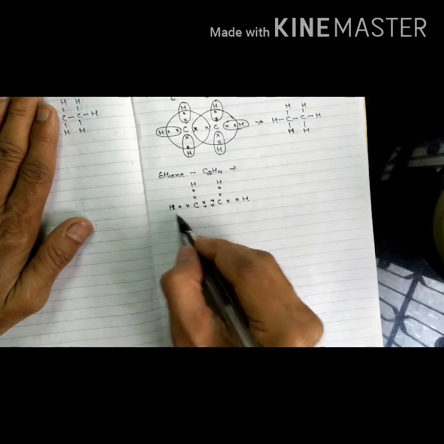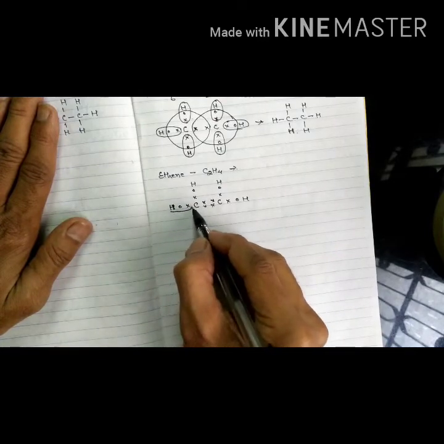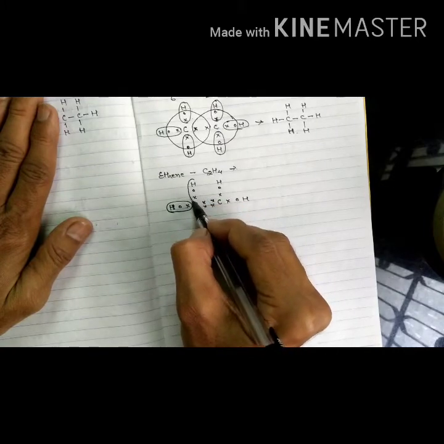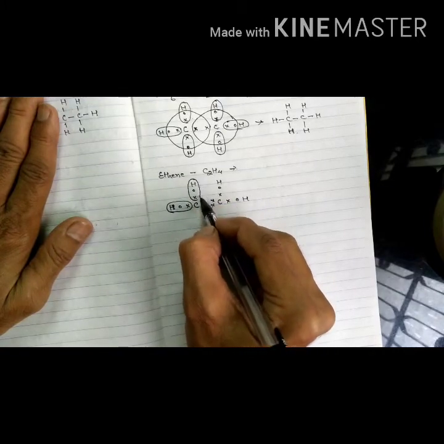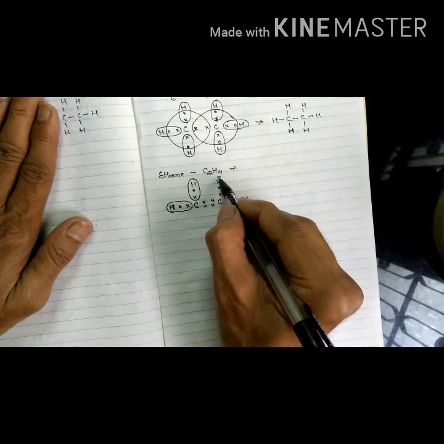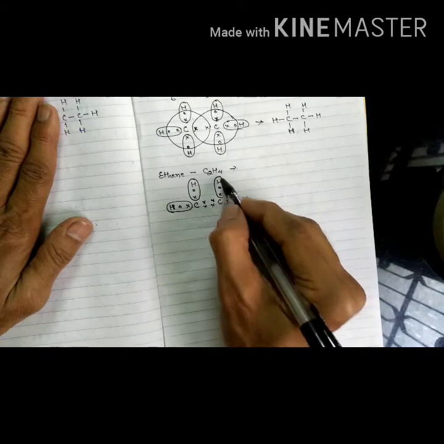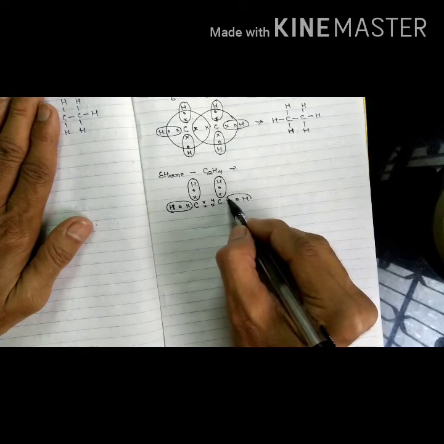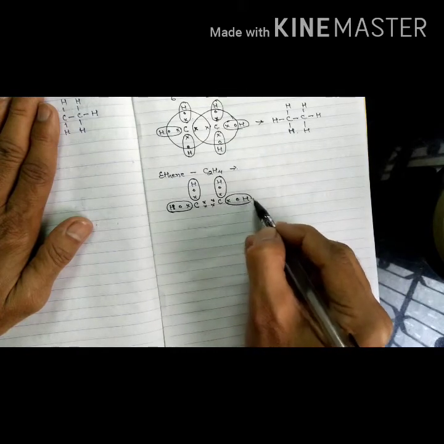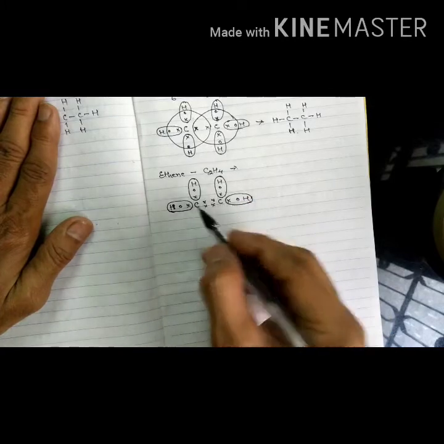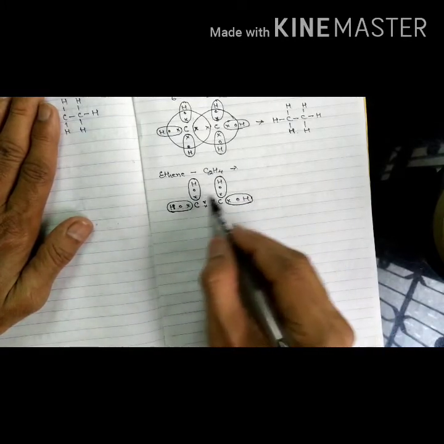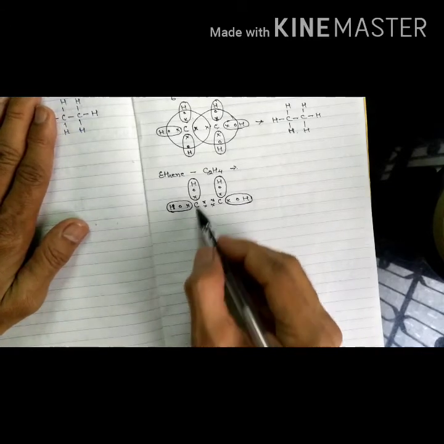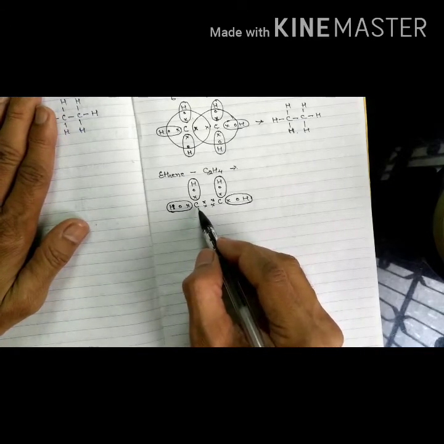Now this hydrogen can share 1 electron of first carbon. Similarly, second hydrogen can also share. Third hydrogen can share 1 electron of second carbon. And fourth hydrogen can also share 1 electron of second carbon. Now in this way, duplet of each hydrogen is completed. Now we have to see about the octet of carbon.